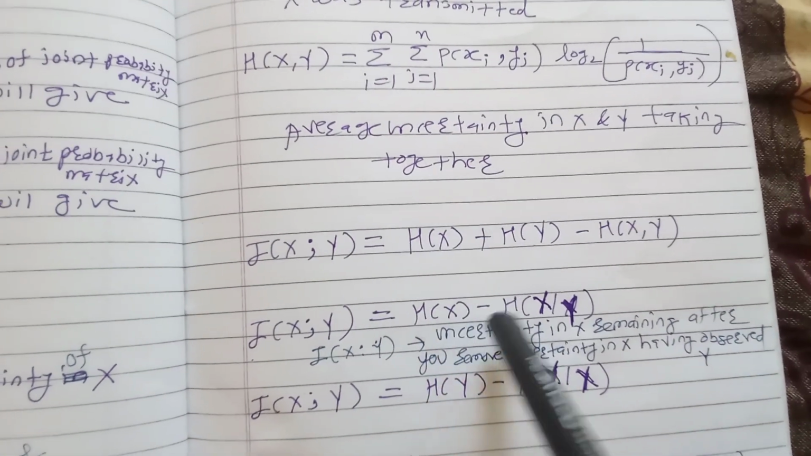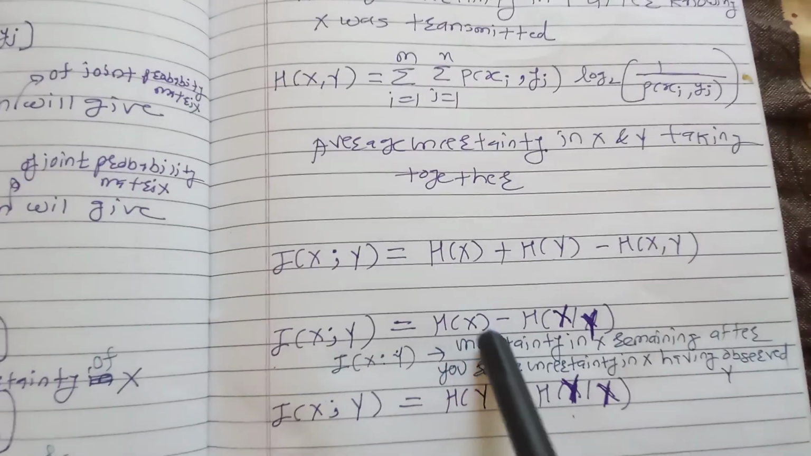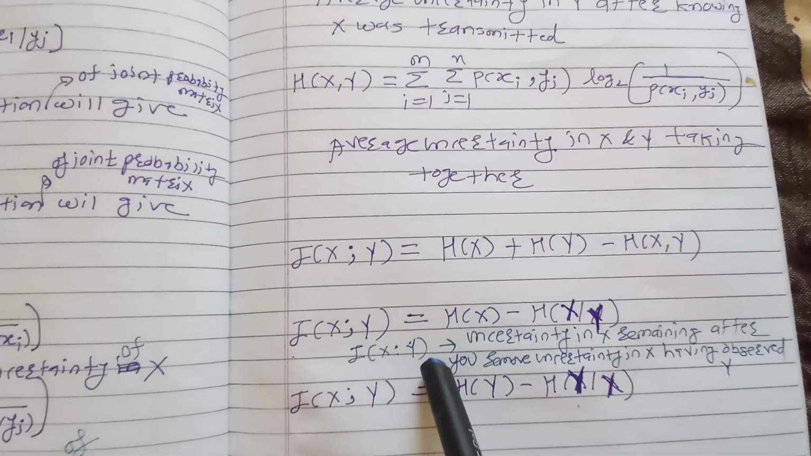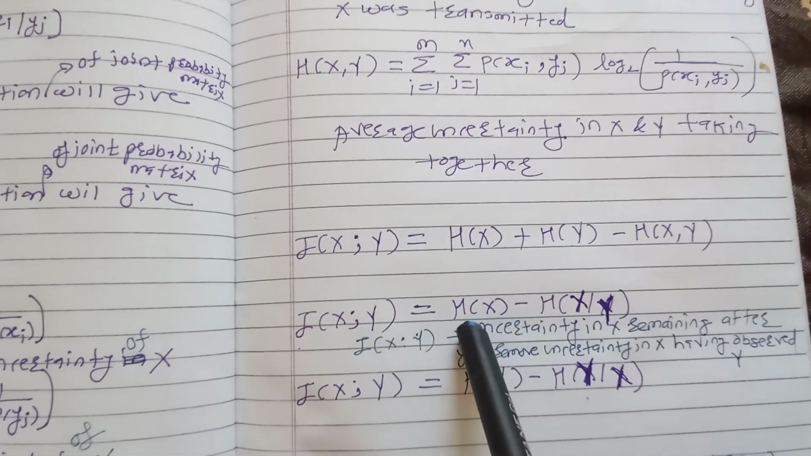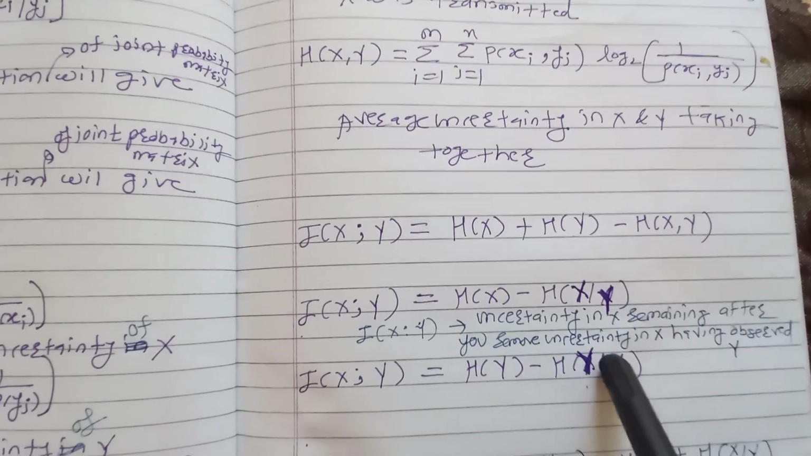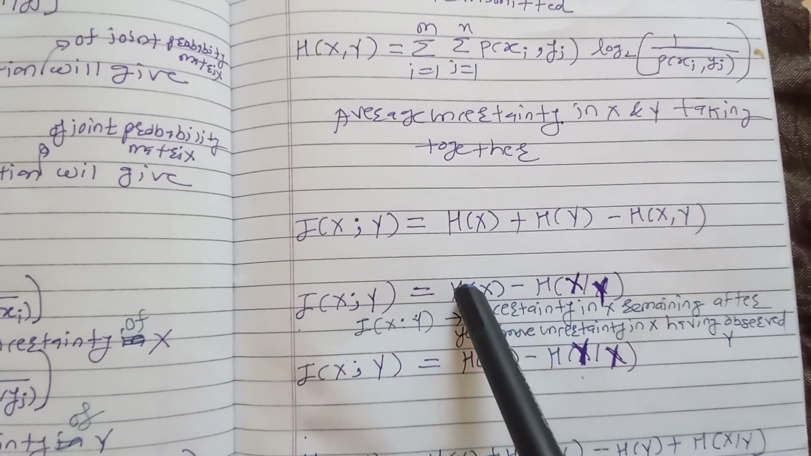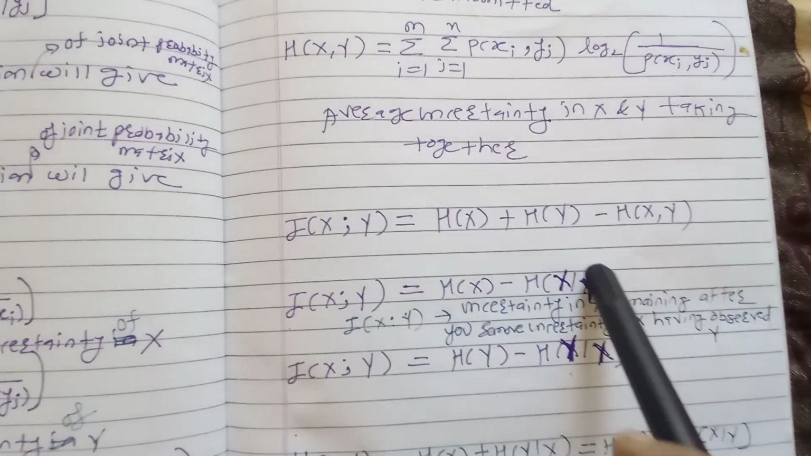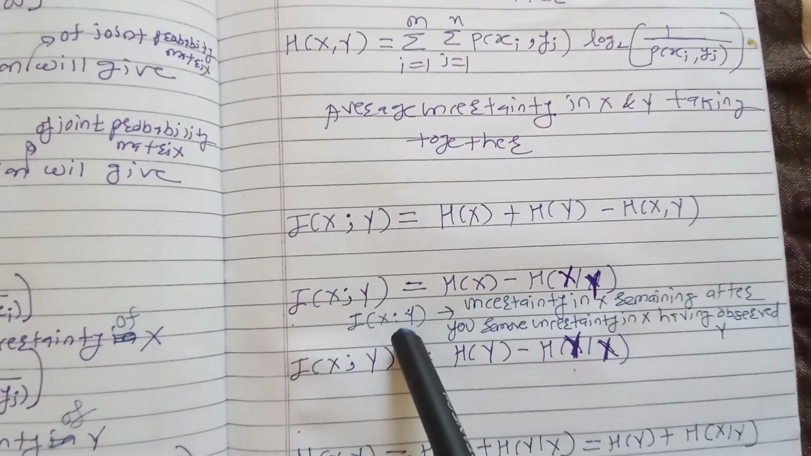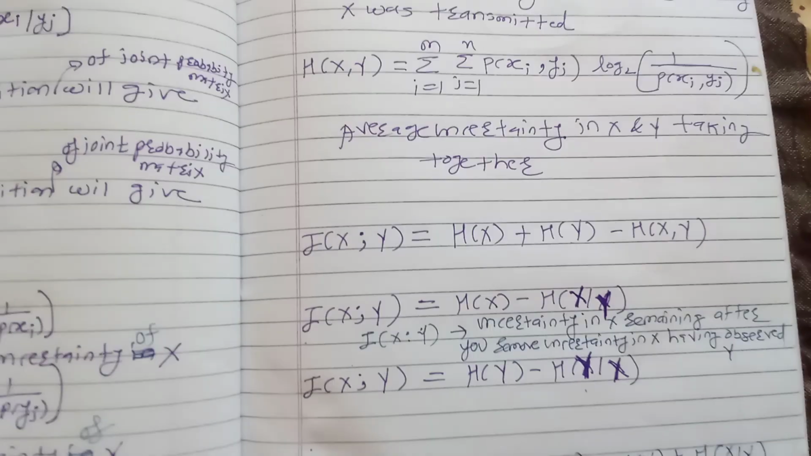Also it is given by H(X) minus H(X given Y). From this equation we can physically interpret I(X;Y), the mutual information, as the uncertainty in X remaining after you remove the uncertainty in X having observed Y. So H(X) is the uncertainty in X. When from this you subtract the uncertainty in X after observing Y, that is nothing but I(X;Y).